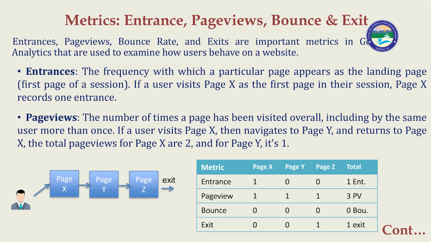Metrics contain entrance, page views, bounce, and exit. Entrance monitors the first visit occurring on a designated page. The next one is page views, which counts the number of times a page has been visited overall, including by the same user more than once.